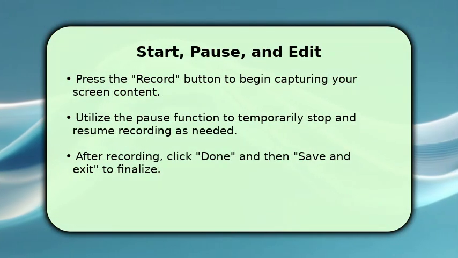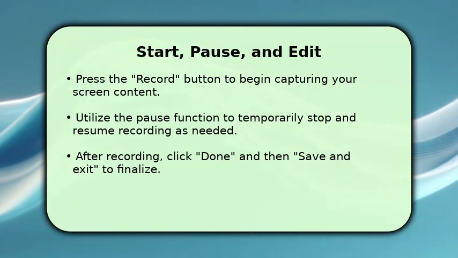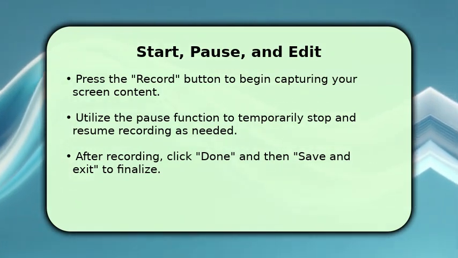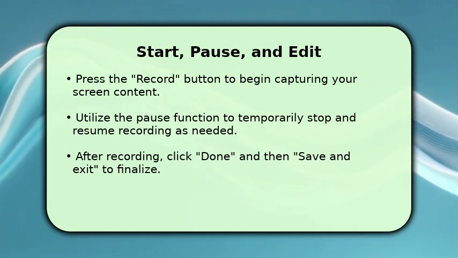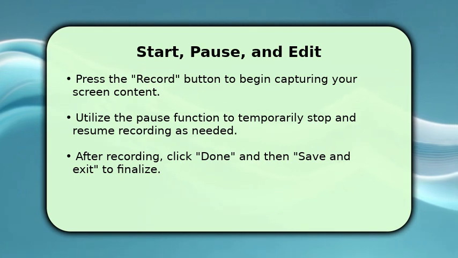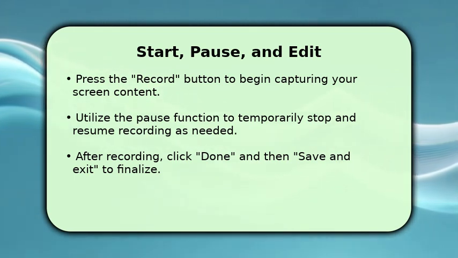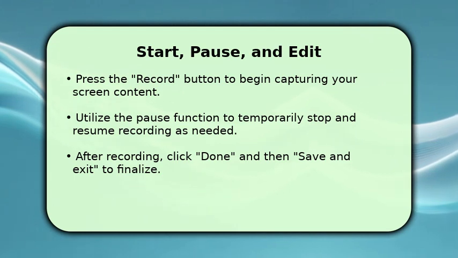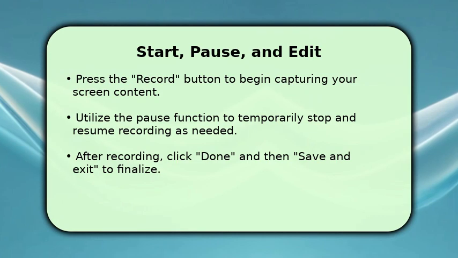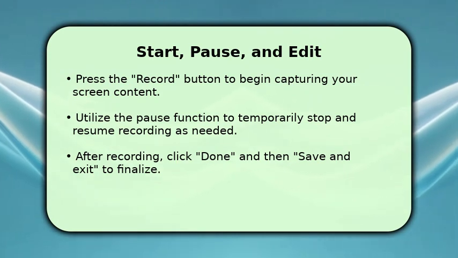With your settings configured, simply click the Record button to start your session. You'll see a brief countdown, usually 3 seconds, before recording begins. If you need a moment, you can pause and resume your recording at any time. Once you've captured everything you need, click Done. Then, select Save and Exit to automatically add your new screen recording to your Canva design, ready for further adjustments.